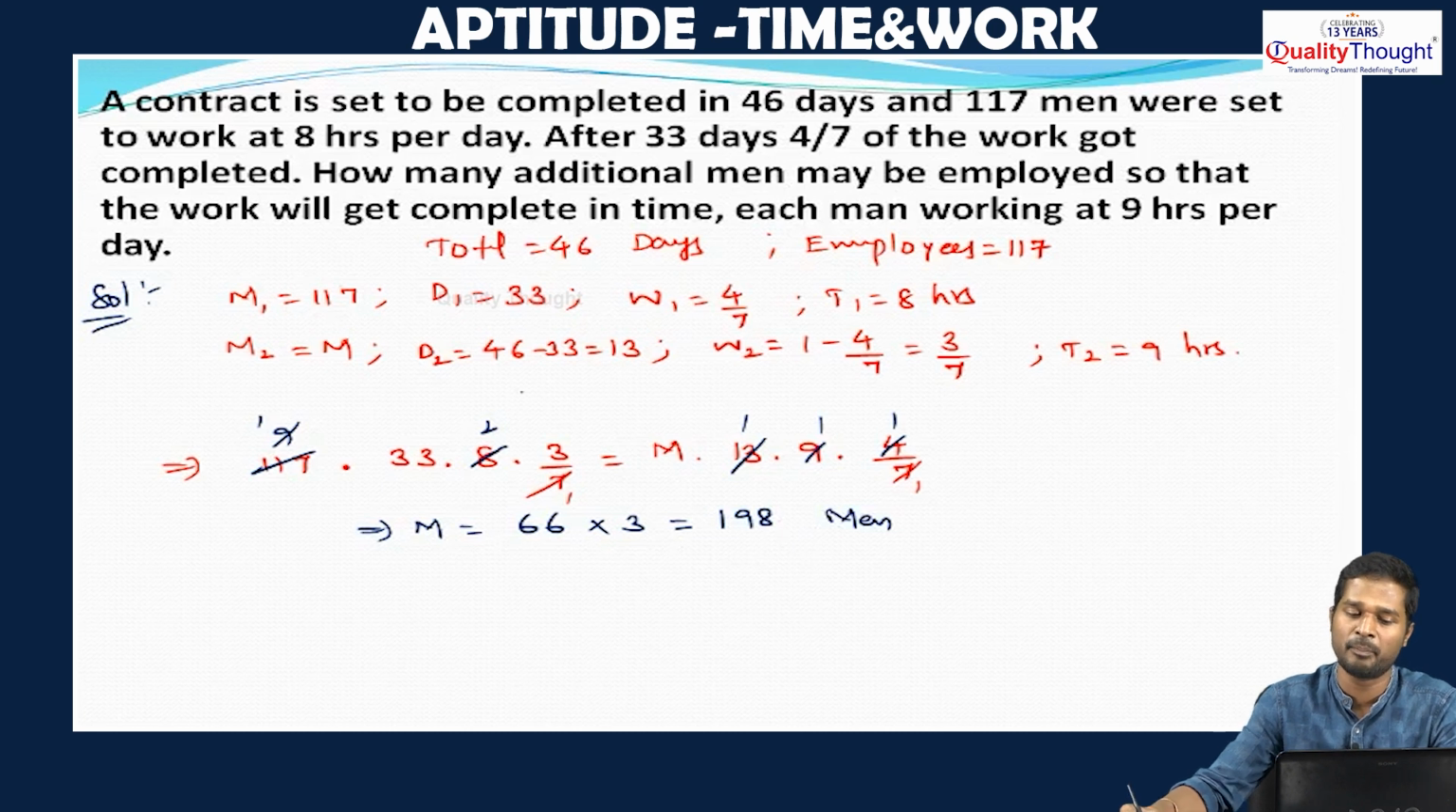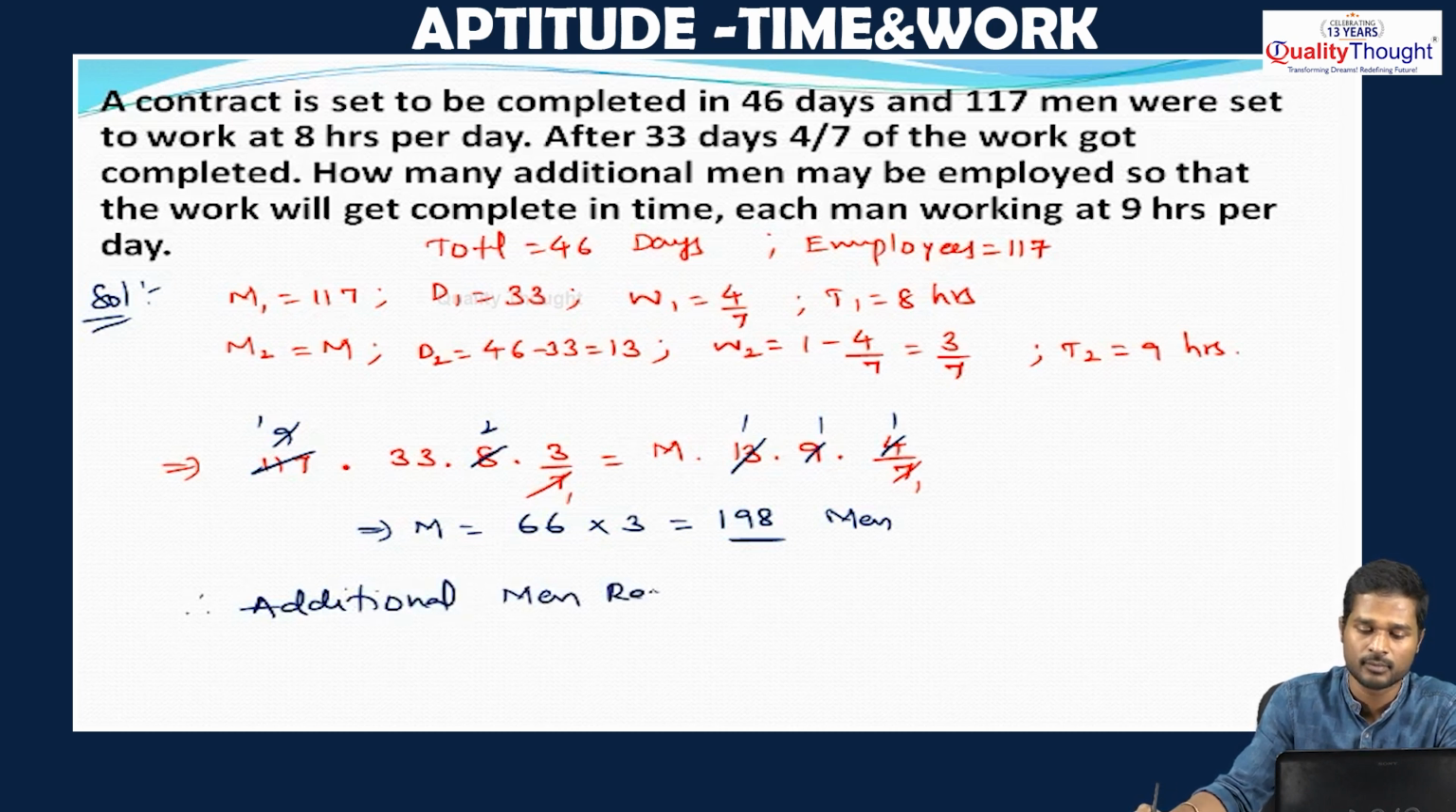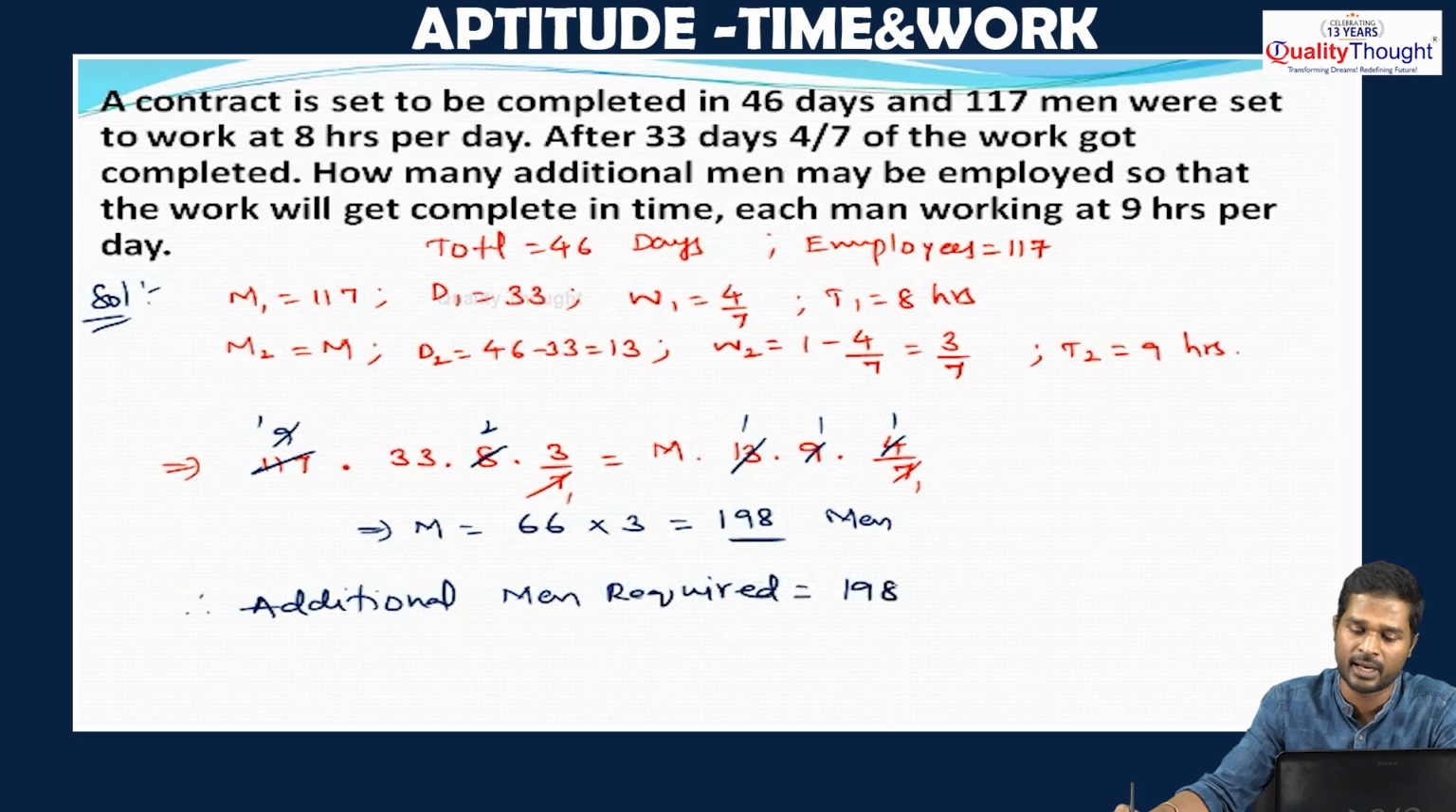198 men will complete the 3 by 7 of the work in 13 days at 9 hours per day. This 198 is not our answer. The answer is additional men required. See, we already have 117 people. So 198 minus 117.